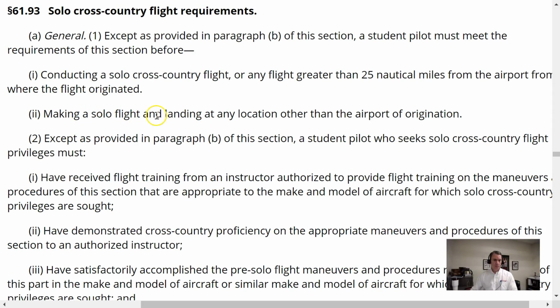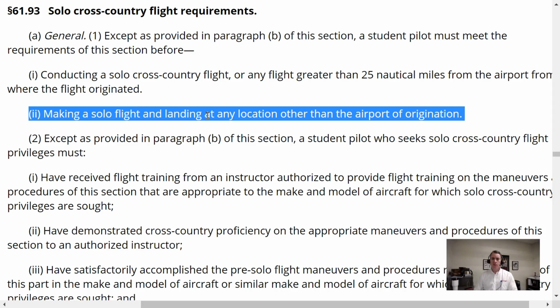Anyway, making a solo flight and landing at any other location than the airport of origination, which means that your student can't actually land at another airport unless they've had training. So here's 2 limitations that go along with the other limitations that you had as a student pilot, which are listed in 6189. The only difference between those limitations and these 2 limitations is these 2 limitations can actually be lifted with additional training.